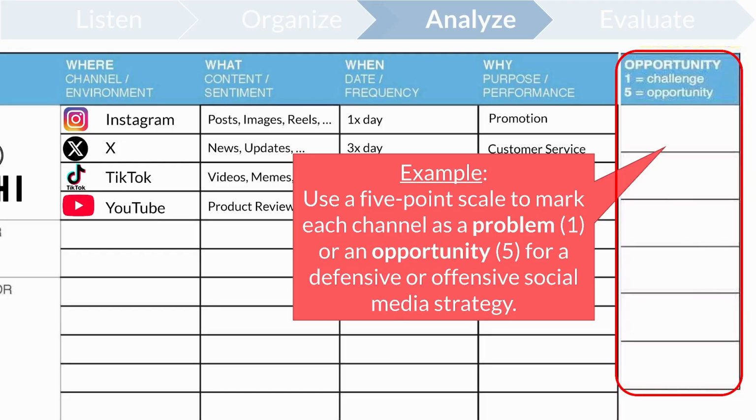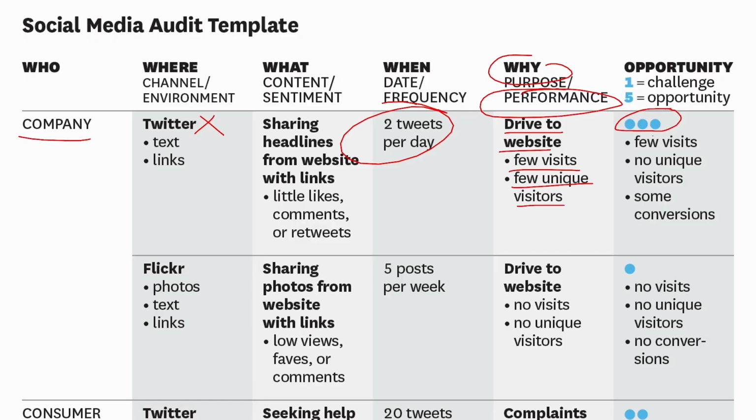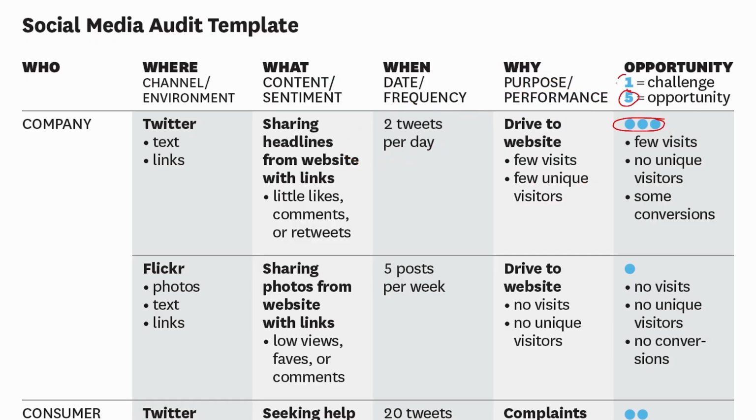Okay? As an example, let's say our company posts on Twitter, aka X, twice a day, tweets or posts. Reason we post there is to drive people to our website. Current problem though, why? What is the performance? Few visits, few unique visitors. Maybe this is an opportunity. Maybe this is 3 out of 5 stars, okay?